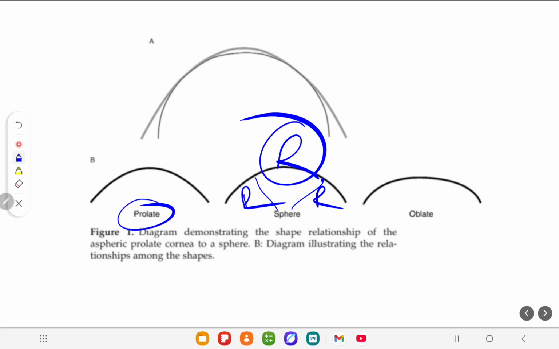Sphere means R is basically a circle in 2 dimensions, and a sphere is 3 dimensional. Same word, isn't it? Prolate means center R is smaller, the radius of curvature, and periphery R is larger. Center curvature is larger, periphery curvature is smaller. Oblate is exactly the same. Center R is larger, peripheral R is smaller, the radius of curvature, which means center curvature is flatter and periphery curvature is steeper.